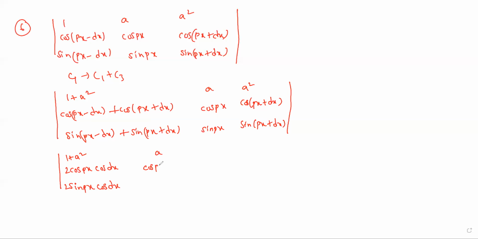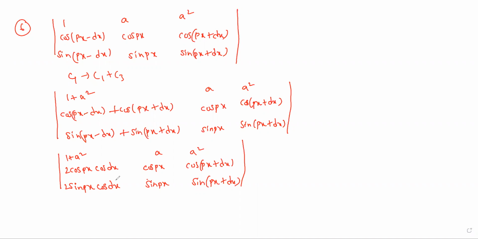The rows are a, cos px, sin px, and a square, cos of (px plus dx), sin of (px plus dx). Now by solving one term, you will get a simplified value. Expanding is lengthy, it is possible, but here we can make these two elements 0.